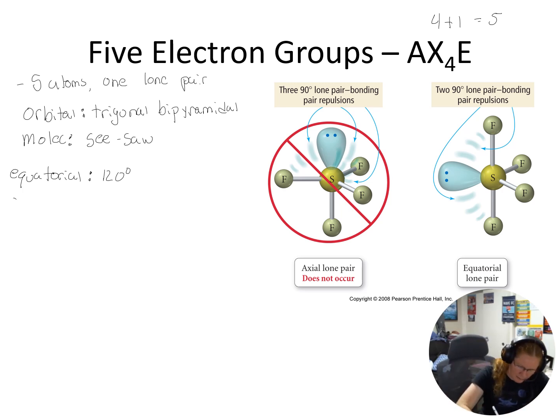So our axial to equatorial bond angle now is going to be less than 90 degrees, okay? So some examples.